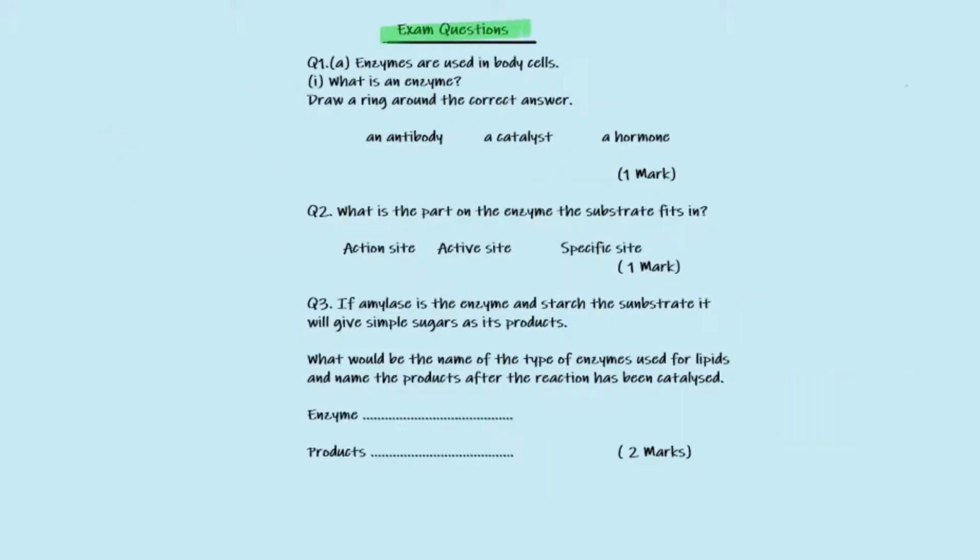Brings us to the exam questions. Question 1. Enzymes are used in the body cells. What is an enzyme? Draw around the correct answer. This is worth 1 mark, and our options are an antibody, a catalyst and a hormone. Remember, hormones are to do with glands. Antibodies are to do with diseases. So the answer for this question is a catalyst.